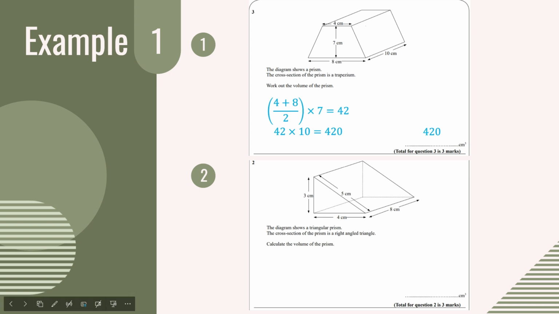In our second question, it said the diagram shows a triangular prism. The cross section of the prism is a right angled triangle. Calculate the volume of the prism. As we know, the way we work out the area of a triangle is base times height divided by 2. So here we do 3 times 4 divided by 2, giving us 6. We then times 6 by the length of 8 to get our answer of 48. So our final answer would be 48 centimeters cubed.